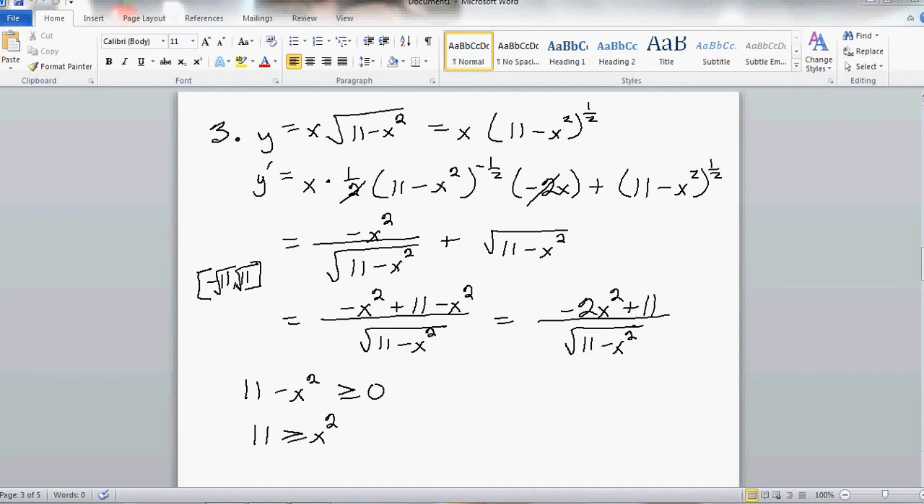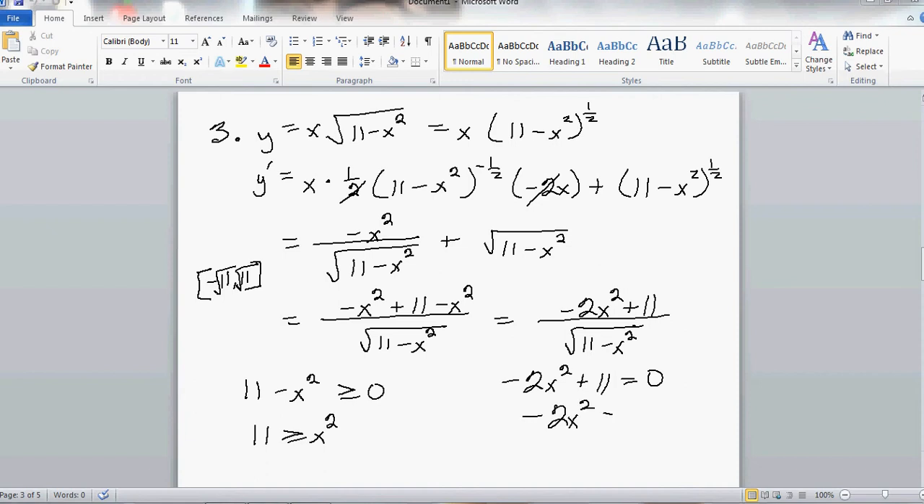Now we need to deal with where these equal 0. Okay. Well, we've already found where the denominator equals 0. So we know something happens at negative square root of 11 and positive square root of 11. But we need to figure out where this equals 0. So quickly setting it equal to 0.